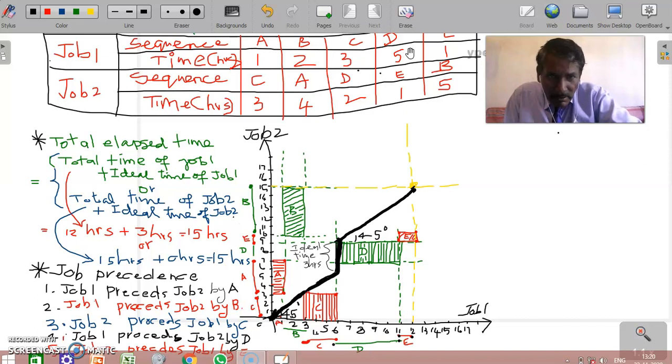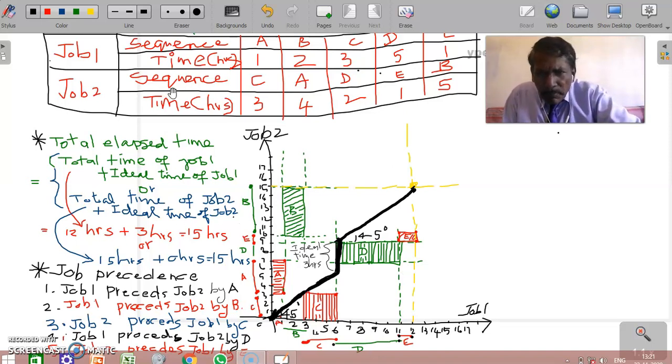Then afterwards you take D. It takes 5 hours, so 6 plus 5, 11 hours. The 11 hours I am giving in green color as D, that is, machine D takes 5 hours. Next, E takes 1 hour, so from 11 to 12 I have given 1 hour by red lines. This is what we have to do on the job 1 line.